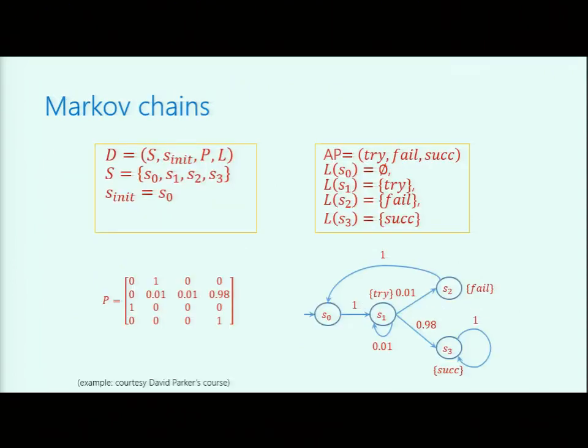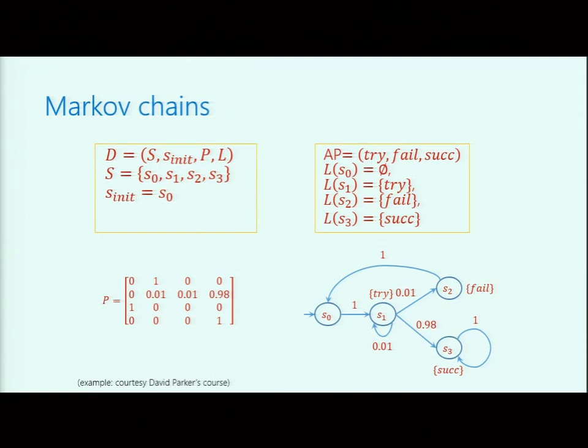Another example is Markov chain. Was this also covered in the last lecture? Markov chains? No. So these are just like, most of you have done a course in automata theory and so on, right? So these are like finite transition systems, with the difference that you have transitions with probabilities on them.